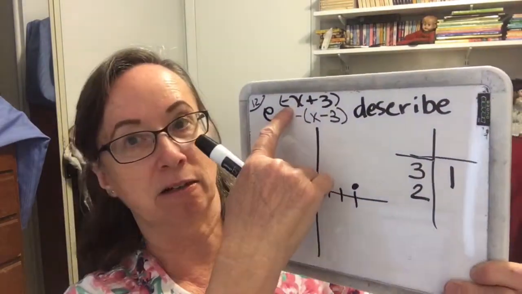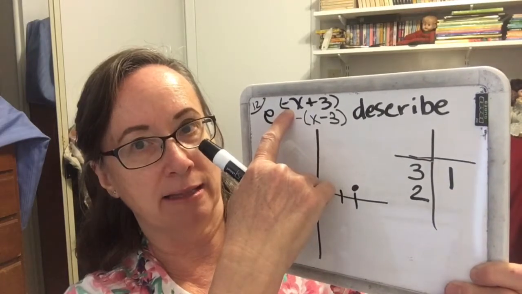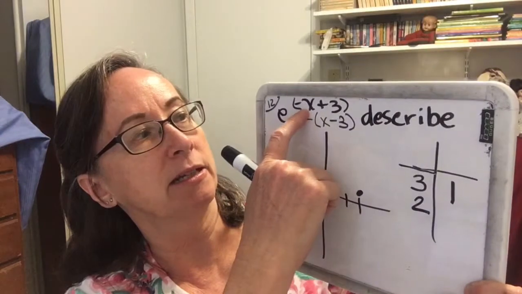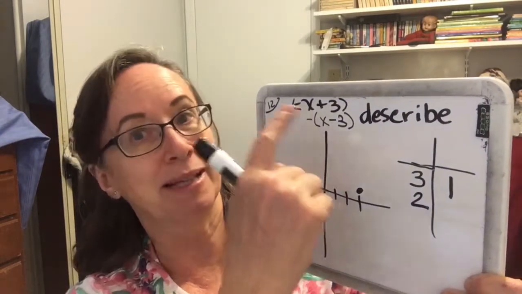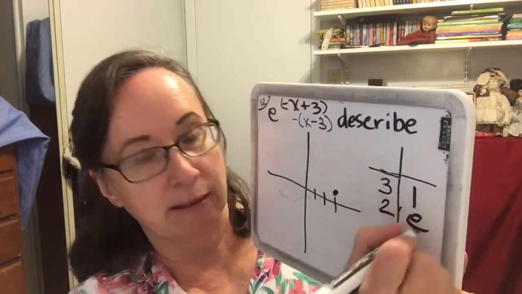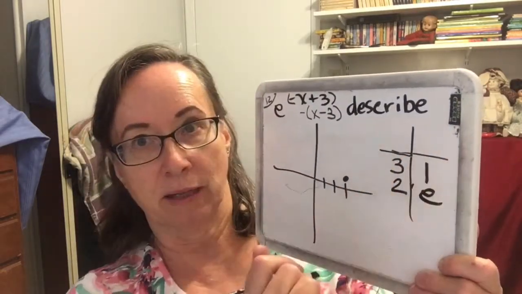Since I'm reflecting across the y-axis, it should be bigger. Okay, so let's plug in a 2. We plug in a 2, we get a -2, plus a 3 is a 1, so e to the 1 is going to be e. And e is bigger than 1, isn't it?